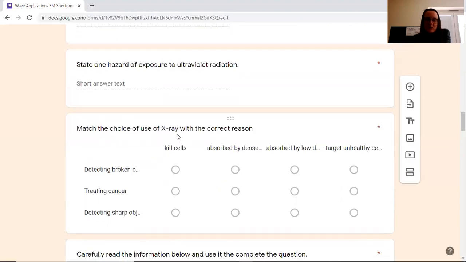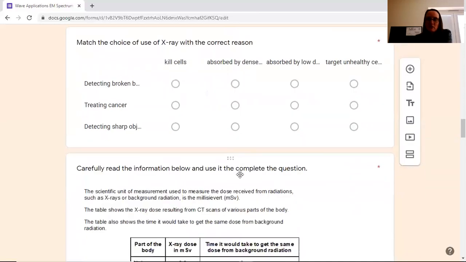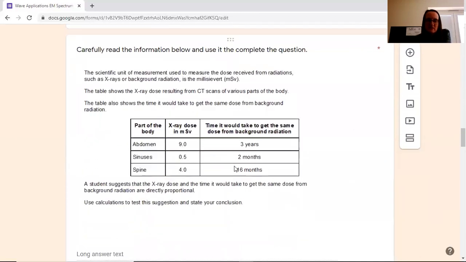Matching the choice of X-ray with the correct reason. Detecting broken bones, well, that's because the X-rays are absorbed by dense materials. Treating cancer, they kill cells. Yes, you can target unhealthy cells, but it's actually caused because it kills the cells. Detecting sharp objects in baggage, it's absorbed by dense materials again. So detecting broken bones and detecting sharp objects, both absorbed by dense materials.